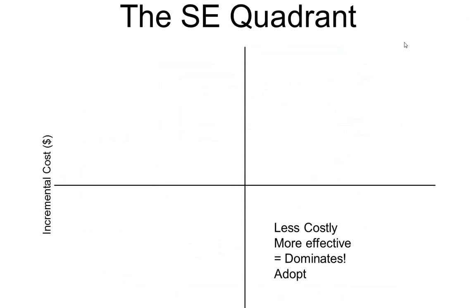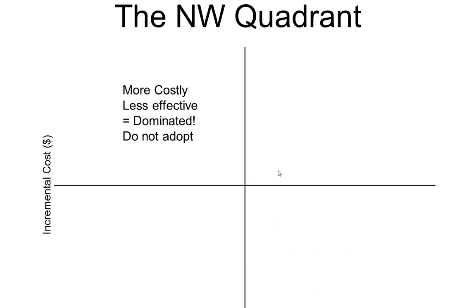So again, as I said, we've been up here, but we could have interventions that are less costly and more effective. And of course, if that was the case, if we saved money and improved health, we would say that this dominates control, and that would be easy, we would adopt. And what about in the northwest quadrant? Well, we could have interventions that are more costly and less effective, which now are dominated by the control, and we would not adopt. This would not be a good way to spend our money.